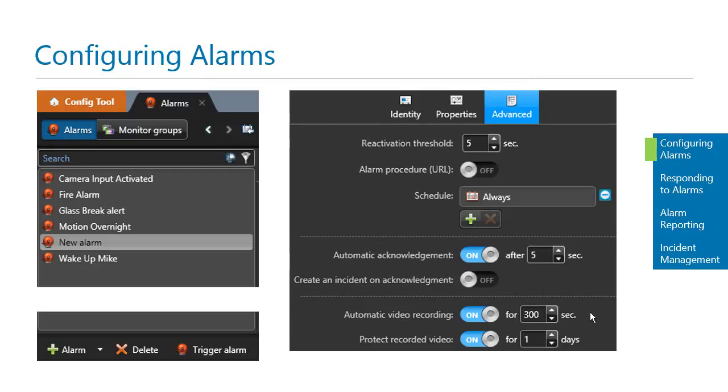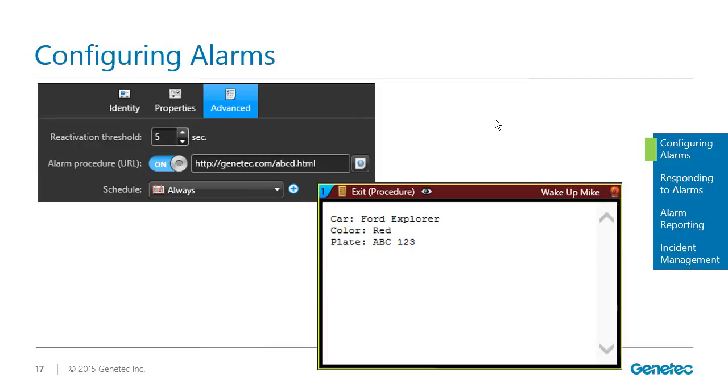Now we can also set it to record video automatically when we do have an alarm for any cameras that we have associated with that alarm, and we can also say how long we want to protect the video for. So if it's a camera that has a very short retention period, we might want to bump that up for any video that's associated with an alarm, because we know that's got something going on that we're going to need to take a look at later. Alright, I'd mentioned the alarm procedure just a minute ago.